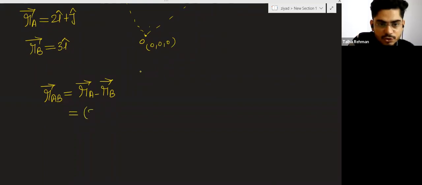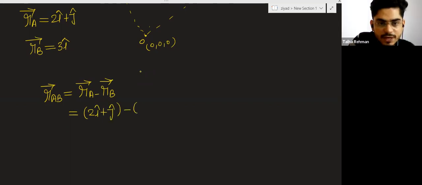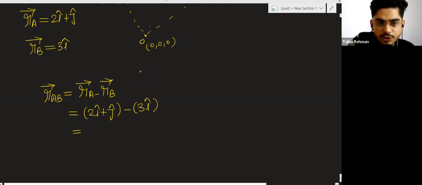This is the RA vector: 2 i cap plus j cap minus 3 i cap. Now you will get this: 2 i cap minus 3 i cap means minus i cap, you will get plus j cap, and you will get the RAB vector.